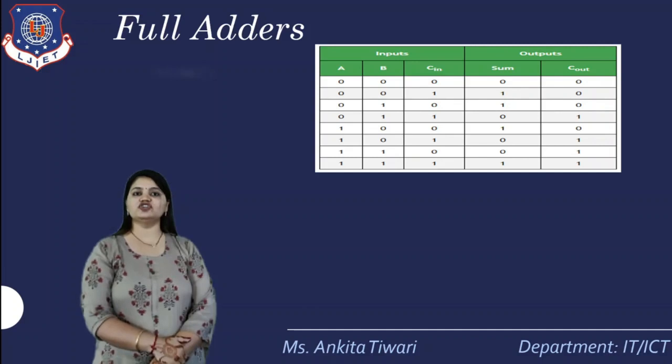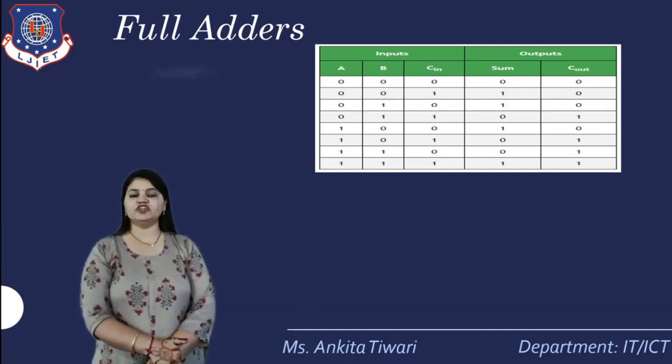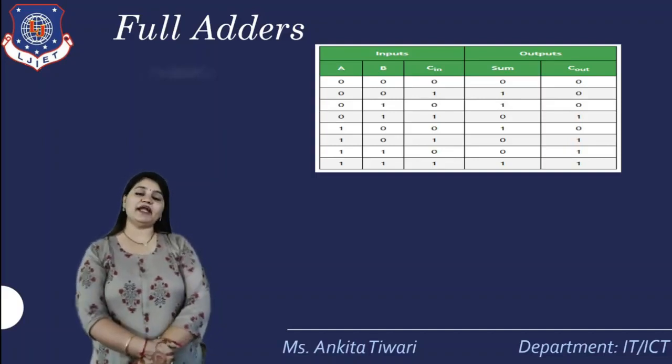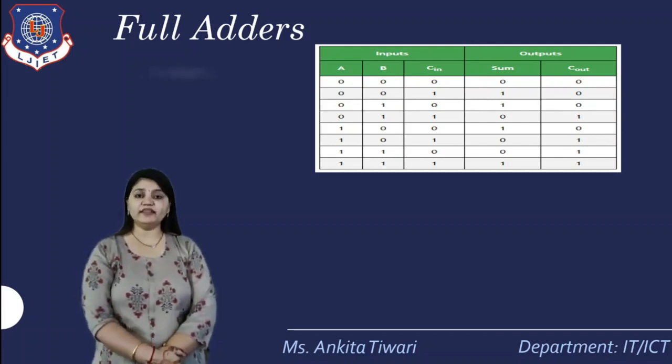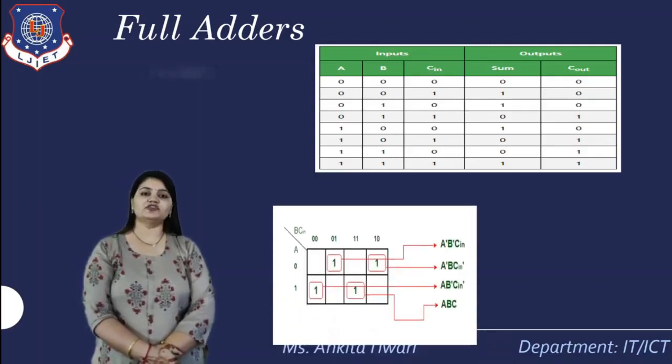As you can see, 0, 0, 0, we'll get sum 0, carry 0. If I'm adding 0, 0, 1, we'll get sum 1, carry 0. Taking a random example, suppose 1, 1, 0, we'll get sum 0, carry 1. But if I am adding the highest order bit, that is 1, 1, 1, we'll get 3. 3 is represented by 1, 1. So sum is also 1 and carry is also 1.